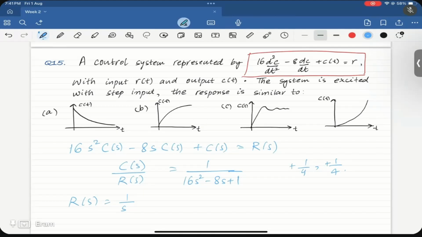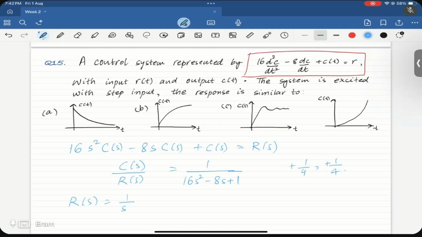Okay, so for any bounded input the response will be unbounded. Here we are providing step input, which is one of the bounded inputs. So whatever bounded input we provide, the response will always be unbounded. Okay, is this clear to everybody? So if the response is unbounded, which plot shows the unbounded response?